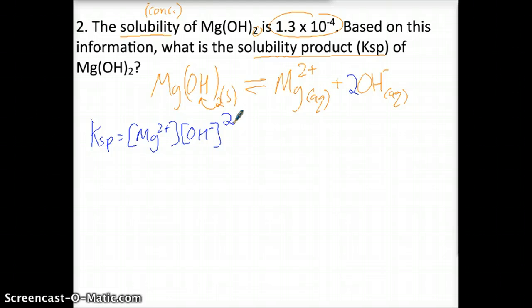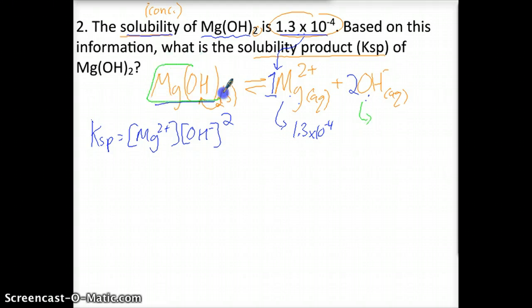Now, this is where things get a little tricky. We're told that the solubility of this compound is 1.3 times 10 to the negative 4th. Okay? So what does that mean? That means that the concentration of these ions is a factor of 1.3 times 10 to the negative 4th. Since when this compound dissociates, it makes 1 mole of Mg and 2 moles of OH minus, we need to take those coefficients into account when figuring out the value of each one of them. Since this is the concentration of Mg(OH)2, the solubility, that's going to be the concentration for every 1 mole of an ion. So since I only have 1 mole of the Mg2 plus ion, the concentration of this ion is 1.3 times 10 to the negative 4th.